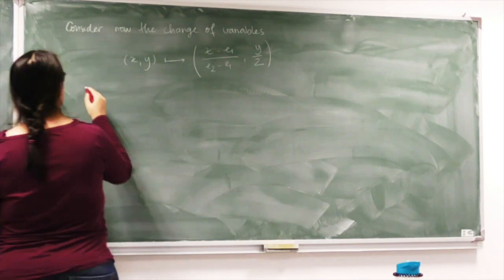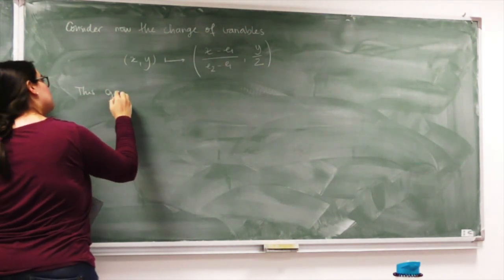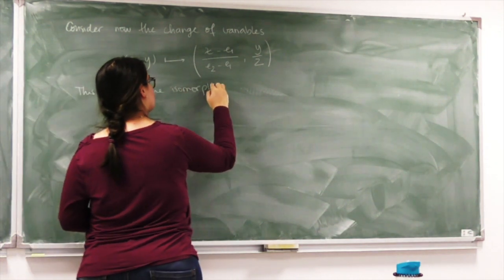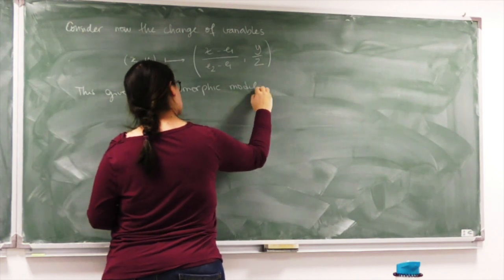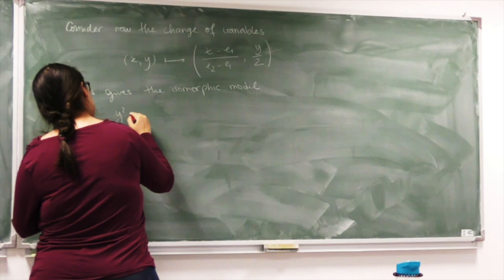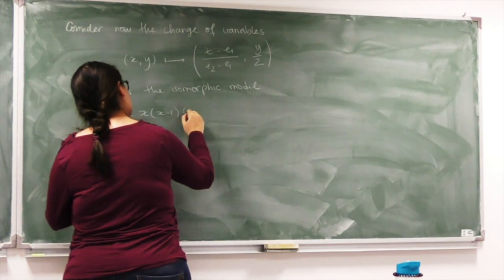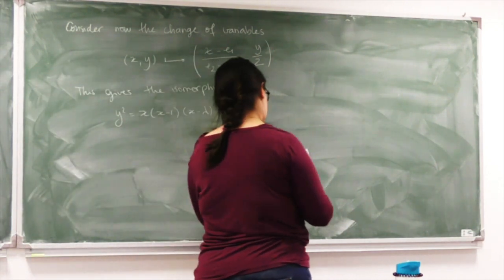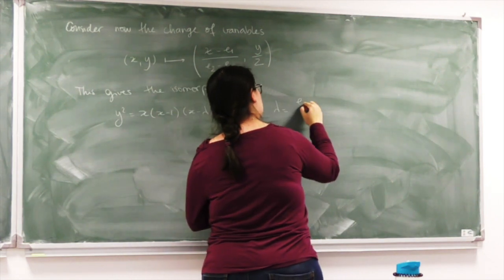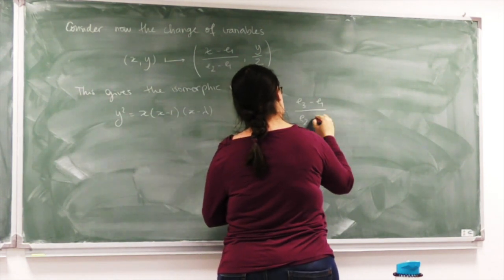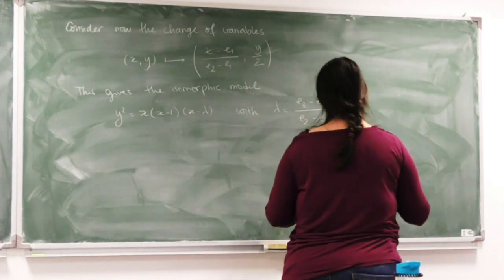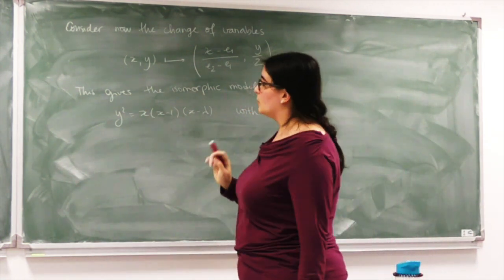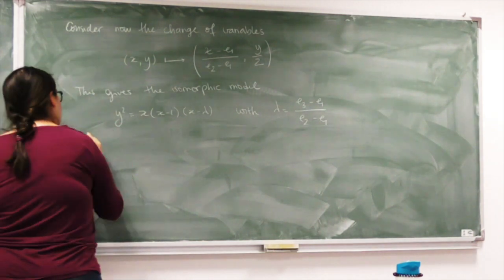So this gives the isomorphic model y squared equal x minus 1, x minus lambda, with lambda equal E3 minus E1 divided by E2 minus E1. And this is the function that we will now write in terms of thetas. How will we do that? Well, we can consider the following function.